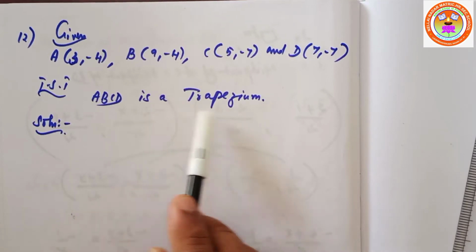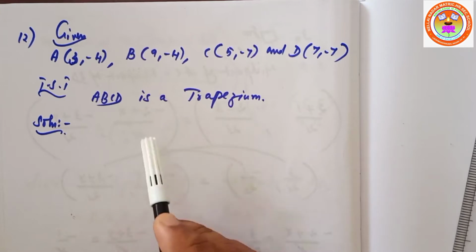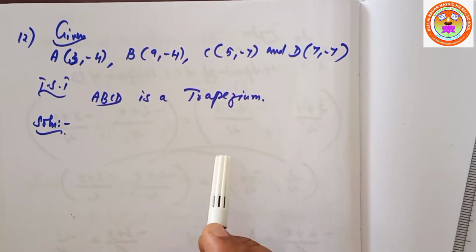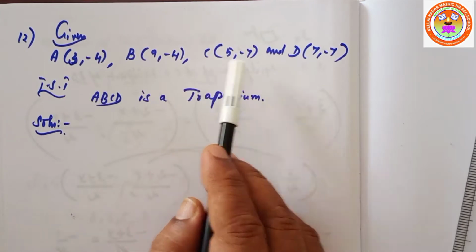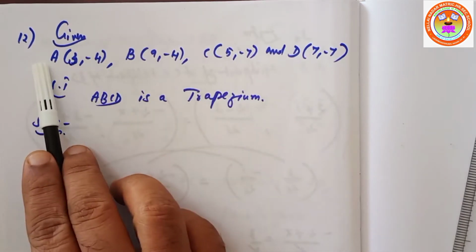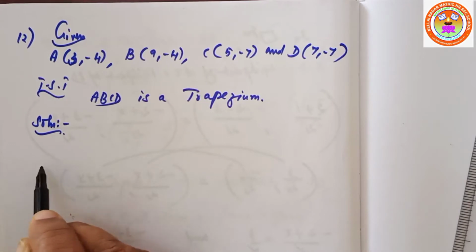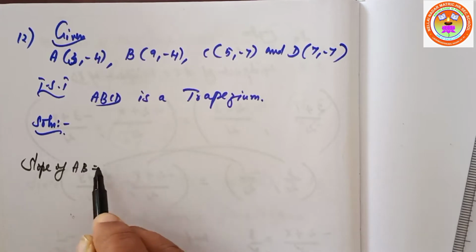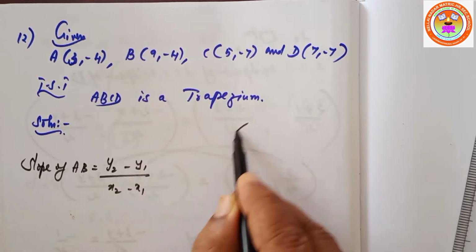For proving ABCD is a trapezium, it is enough to prove two opposite parallel sides and two opposite non-parallel sides. For that, you have to find out the slope of AB, BC, CD and DA. We can find one by one. Slope of AB. Formula: y2 minus y1 divided by x2 minus x1.